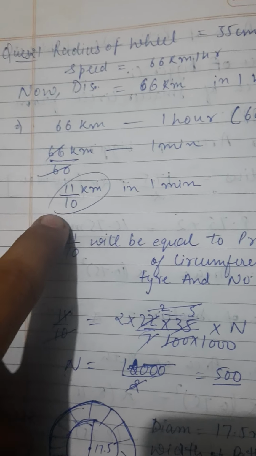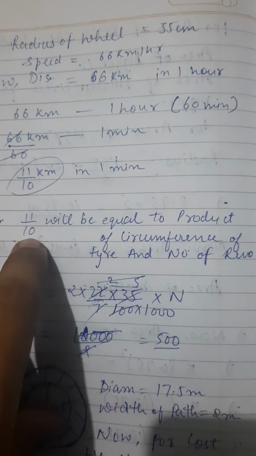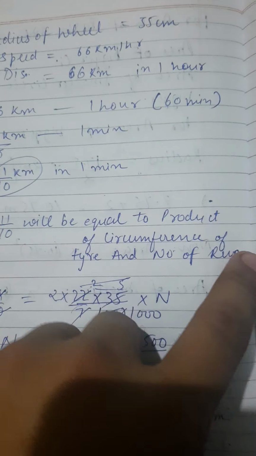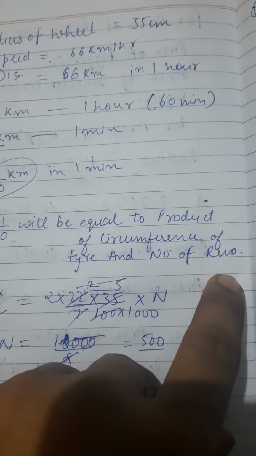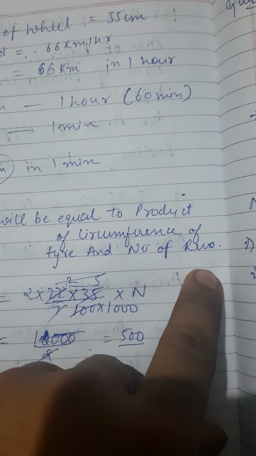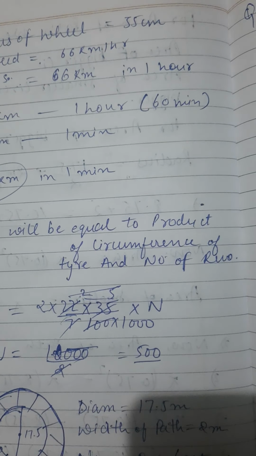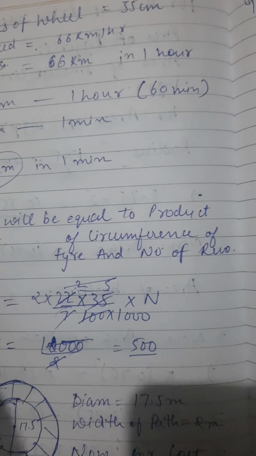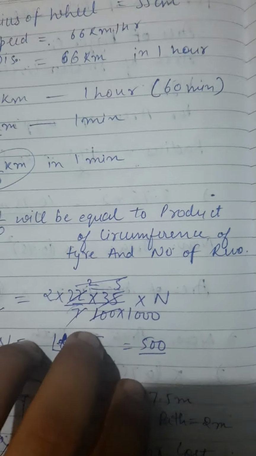So this means that 11 by 10 kilometer distance is covered in 1 minute. So 11 by 10 will be equal to the product of circumference of tire into number of revolutions. As we know that the circumference of tire into number of revolutions gives us the distance covered by that wheel, or anything whose circumference and revolutions we are talking about.